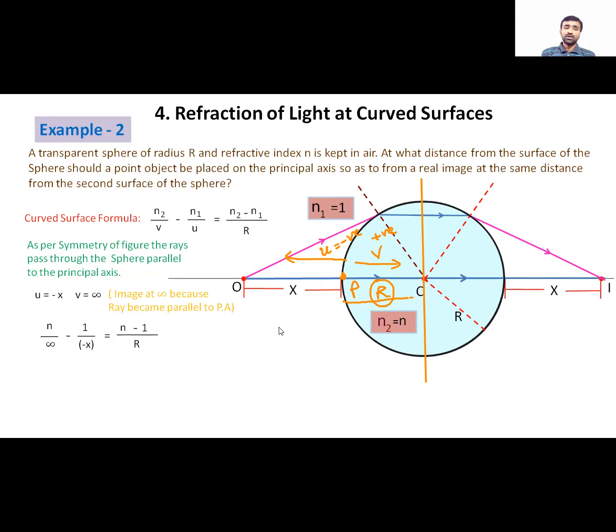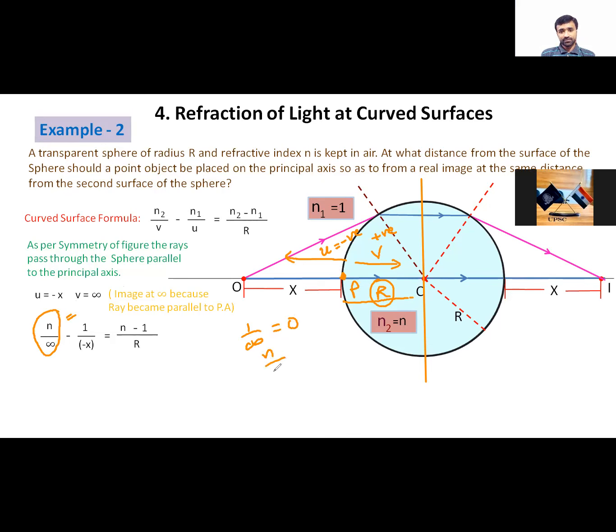Then solving. So N by infinity equal to what? What is the value given by U? What can you take N by infinity equal to? What is the value of 1 by infinity? 0. So N by infinity equal to what?